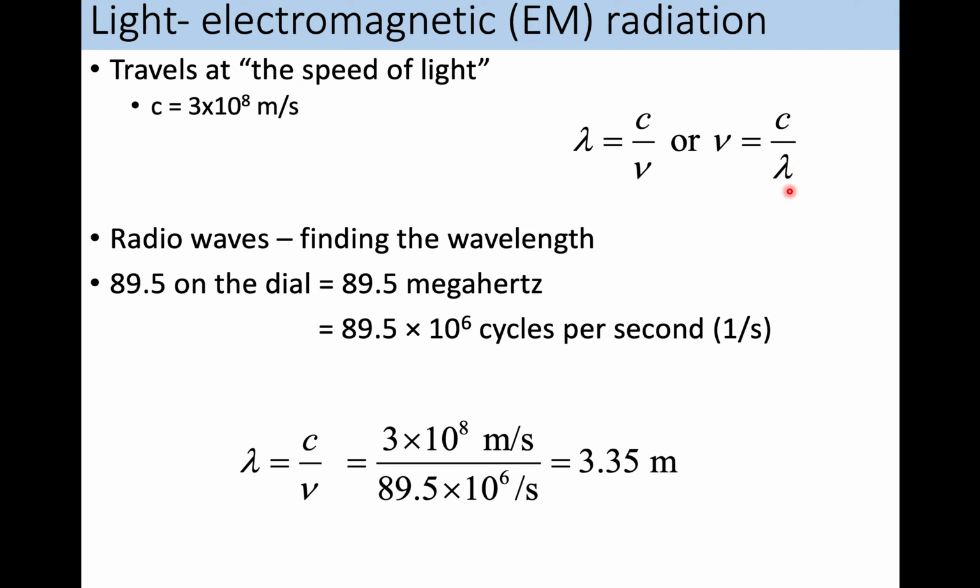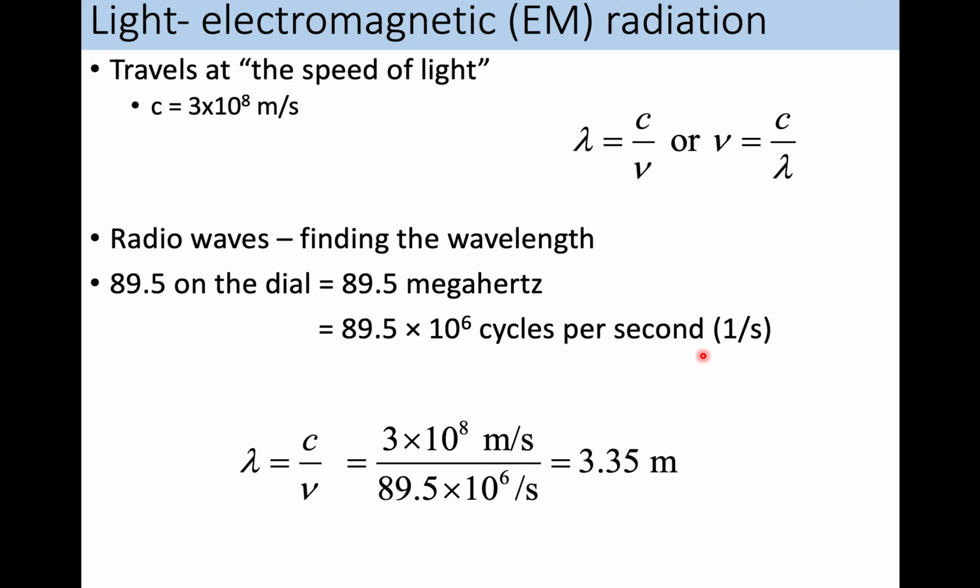So we can use these to calculate the actual wavelength of waves that we're familiar with. So for example, radio. Let's find the actual wavelength of your radio station 98.5. Let's say this is your favorite radio station, so you turn to 98.5 in your car. This is equal to 98.5 megahertz, which is a frequency. So this is actually 98.5 times 10 to the power of 6 cycles per second, which is 1 per second.